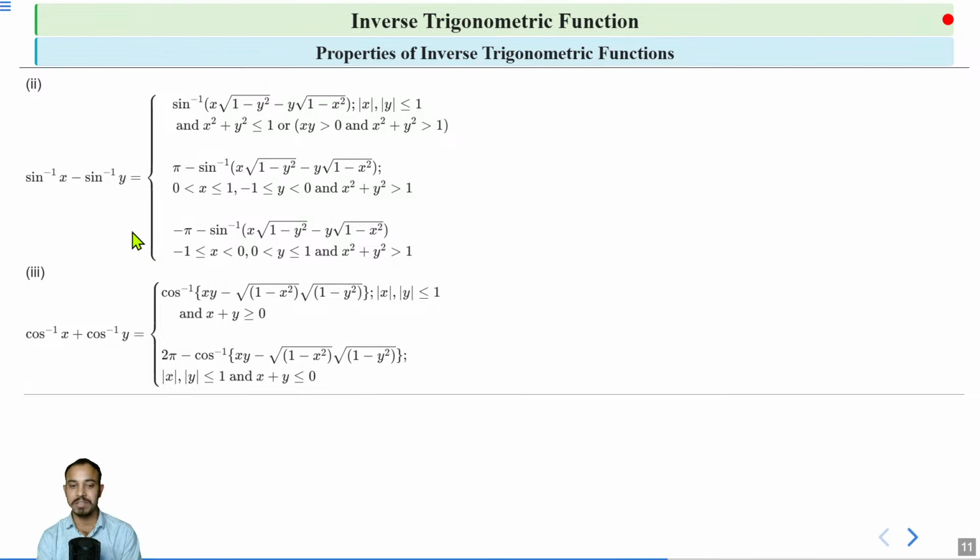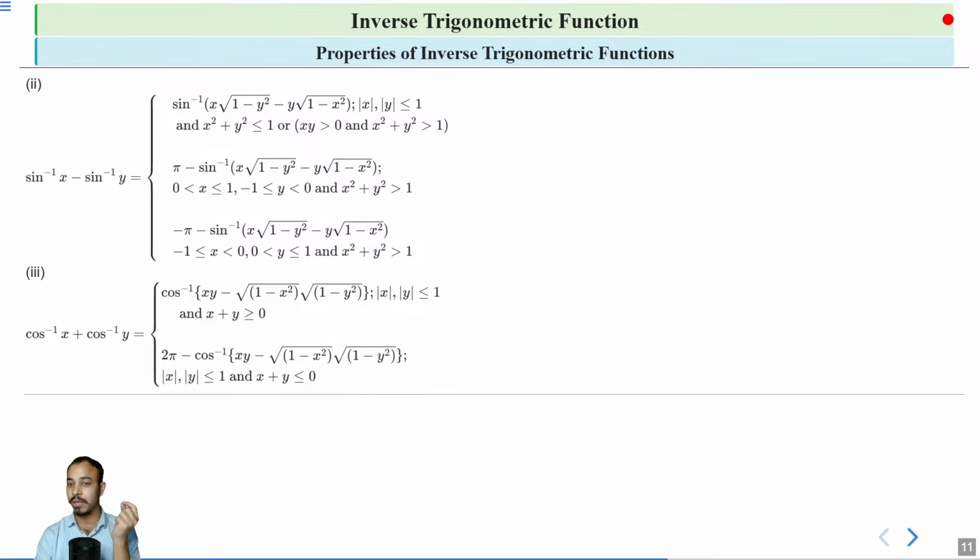Then see here, cos inverse x plus cos inverse y is equal to cos inverse of x times y minus square root of 1 minus x square times square root of 1 minus y square. Here mod x, mod y is less than or equal to 1 and x plus y is greater than or equal to 0. Okay, when mod x, mod y is less than or equal to 1 and x plus y is less than or equal to 0. When you have x plus y greater than or equal to 0, then cos inverse x plus cos inverse y is equal to cos inverse of x y minus square root of 1 minus x square times square root of 1 minus y square.